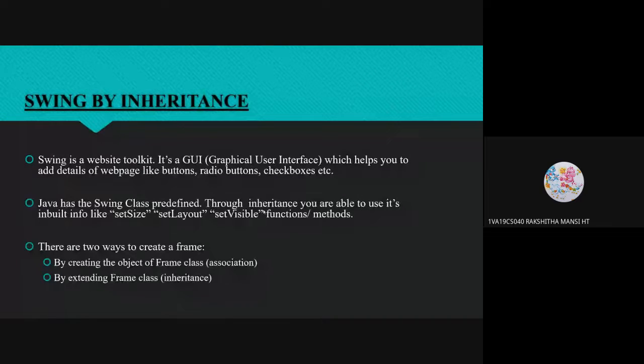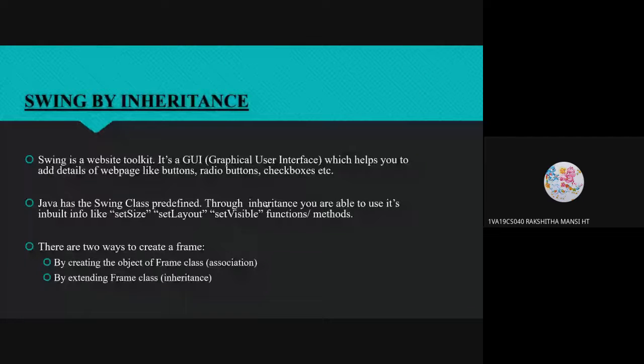And by using the concept of inheritance, we will be able to use all the different functions or methods like set size, set layout, and all such things. So basically, when I say creating a frame, there are two ways to create a frame. I can create it by creating the object of the frame class, which is known as association, or by extending the frame class. I will be telling you about how we are going to extend the frame class in the further slides.